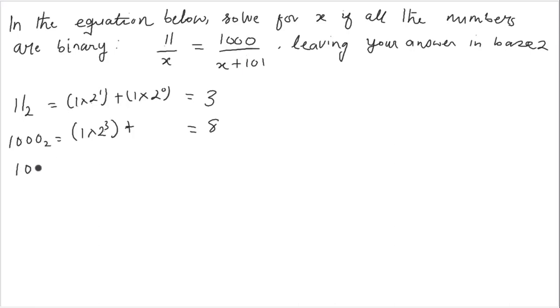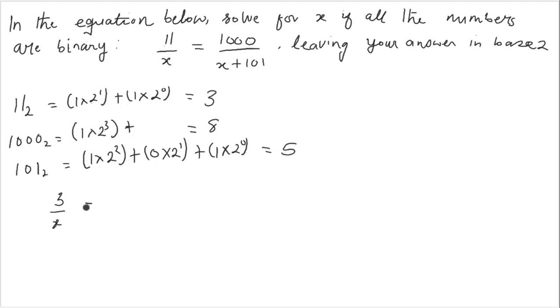And then the next number is 101 base 2. And this one too, 0, 1, 2. So 1 times 2 power 2 plus 0 times 2 power 1 plus 1 times 2 power 0. So this will give me 4, then this is 0 and 1. So 4 plus 1 will give me 5. Alright, so let me rewrite this in base 10. So I get 3 over x will be equal to 8 over x plus 5.